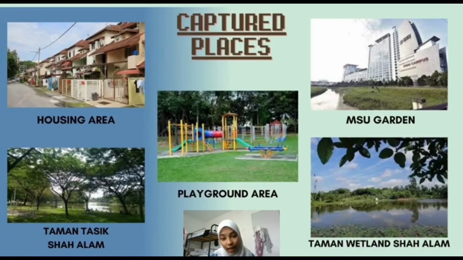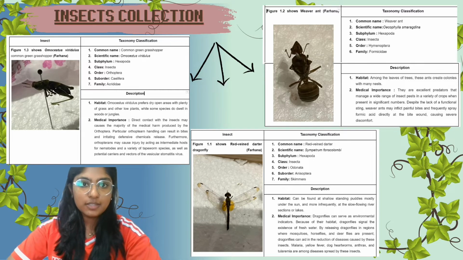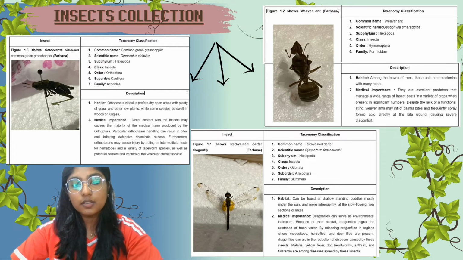Next, the insect capture places include the housing area, MSU garden, playground area, Taman Tasik Shah Alam and Taman Wetland Shah Alam. Next up is the insect collection. So basically we collected 12 insects in total. Each of us collected 3 insects.